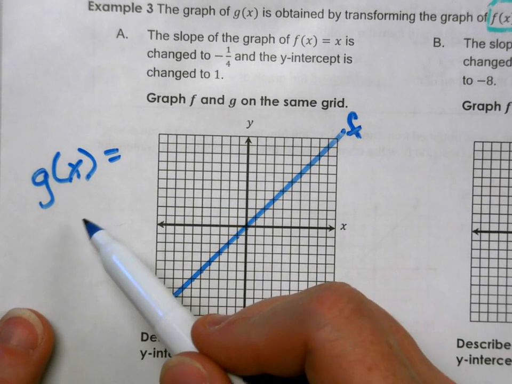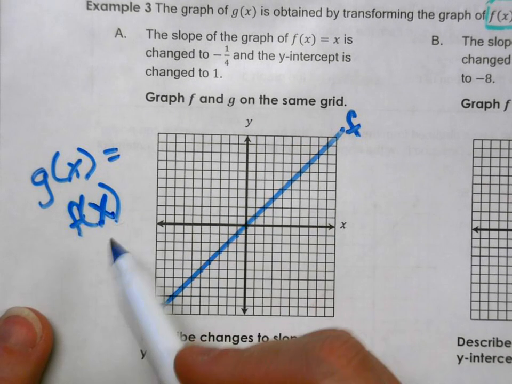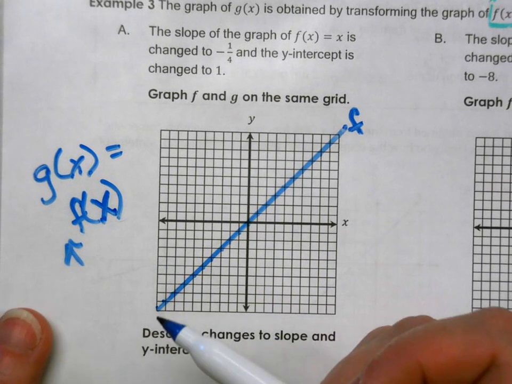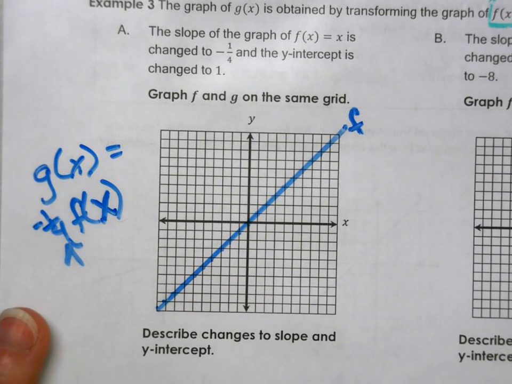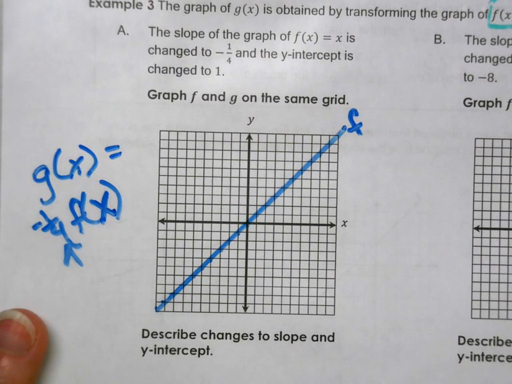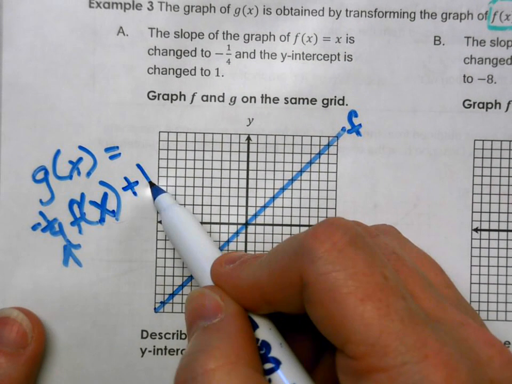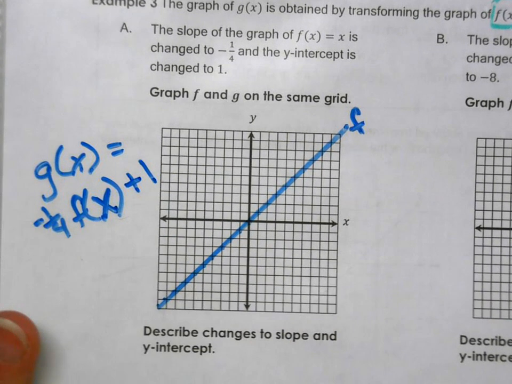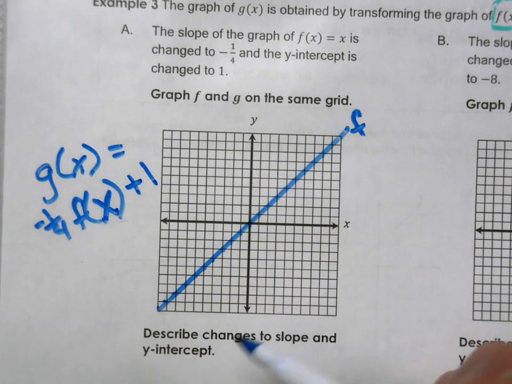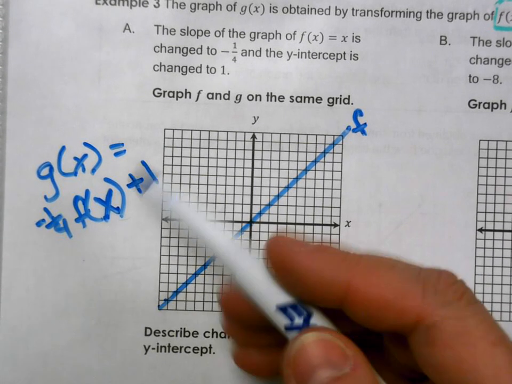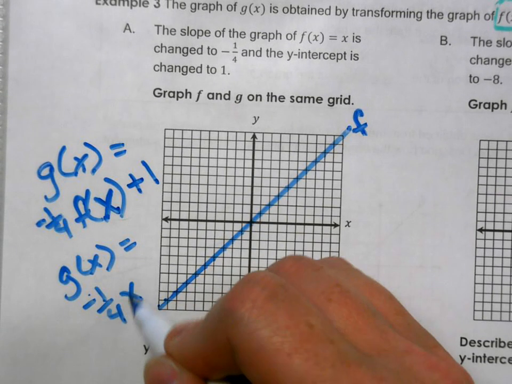what did I change? My slope? So I'm going to start with my x right there in the middle, my f of x. That's what I started with. What am I going to put here in front? Changing my slope to negative 1/4, right? And I'm going to change my y-intercept, which means I need to add 1. Now, if I don't want to write this in function notation because I didn't make any changes inside my parentheses there, I could just rewrite it g of x equals negative 1/4 x plus 1.